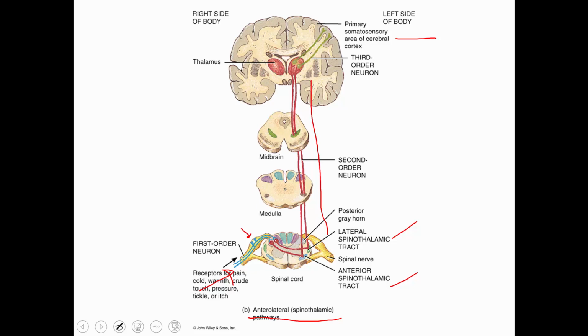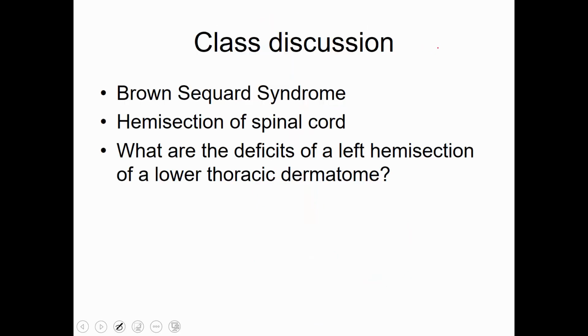Okay, so synapses right away in the spinal cord, crosses in the spinal cord, rises contralaterally, synapses in the thalamus, third order neuron to the cortex.